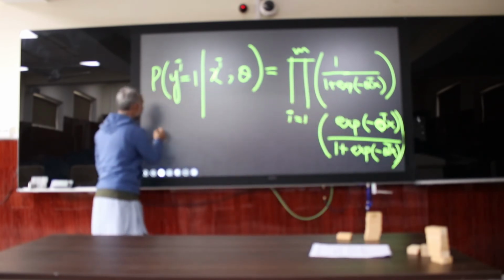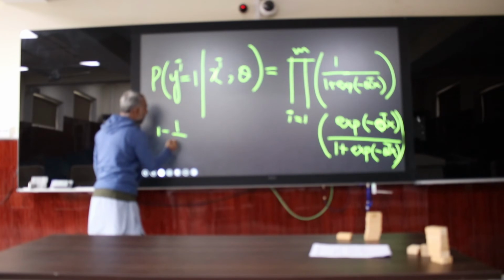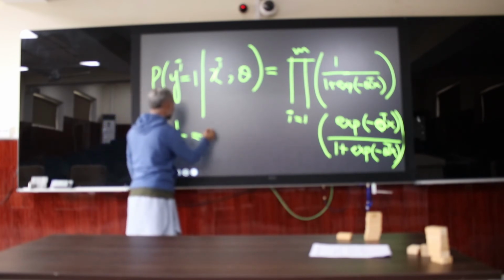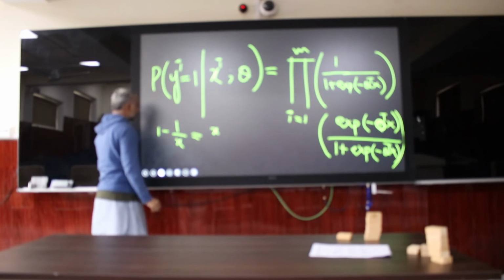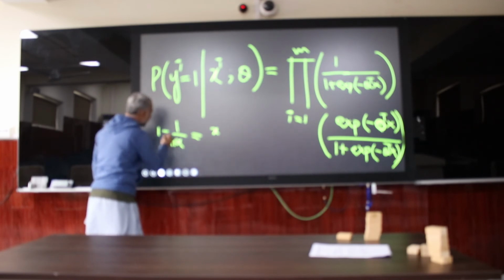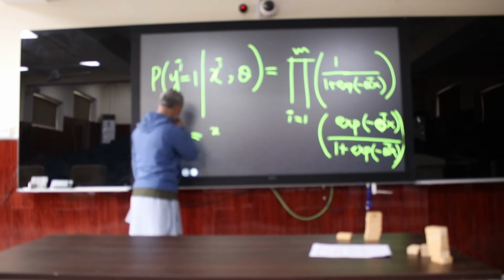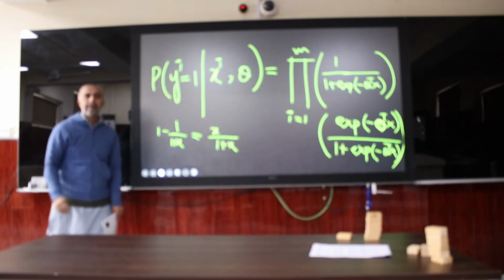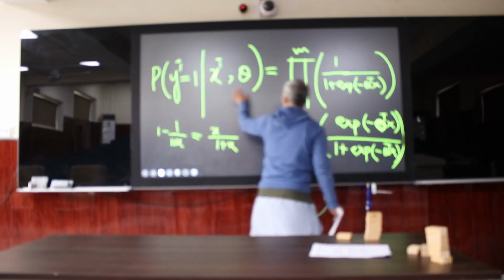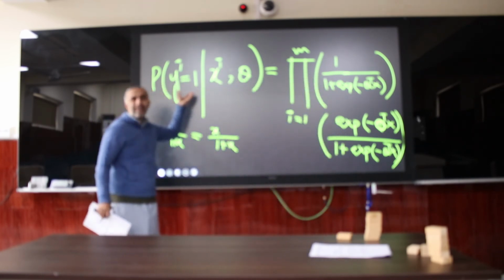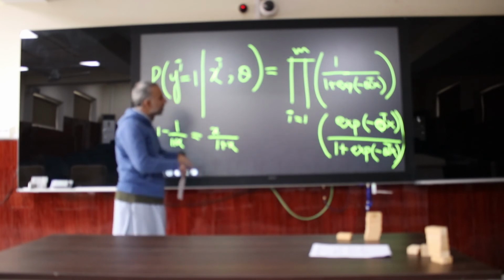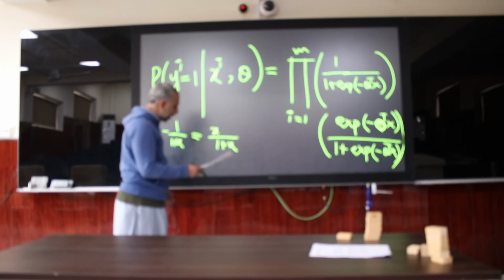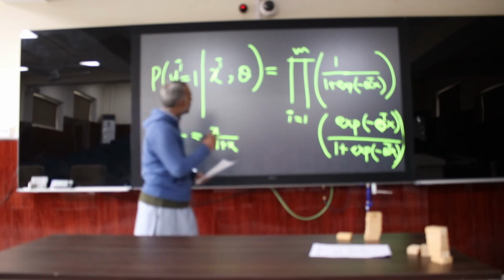What I did, basically, is that if you have 1 minus 1 over 1 plus x, it can be written as x over 1 plus x. Here I am talking about the malignant, dangerous case. If it is 0, that is another case, I'll explain it in a moment.